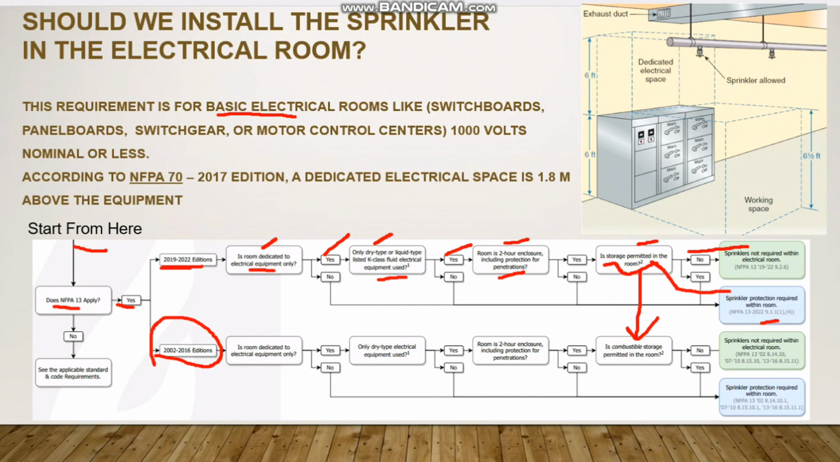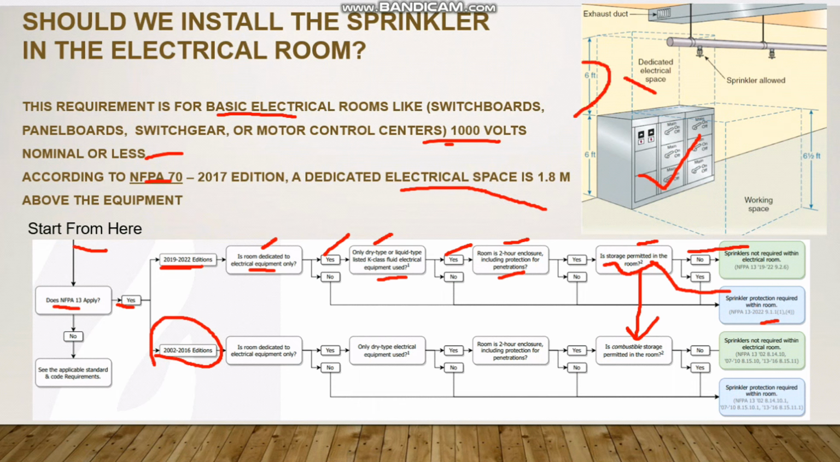Okay, then coming to this concept, this requirement is only for a basic electrical room like a switchboard or panel room, where 1000 volts nominal or less is present. If it is a medium voltage or high voltage room, of course it is compulsory, it is not allowed. So if it is less than 1000 volts, then we can see this spec. According to NFPA 70, a dedicated electrical space is 1.8 meters above the equipment. So here you can see the electrical equipment. The dedicated electrical space means 1.8 meters or 6 feet above the electrical equipment.